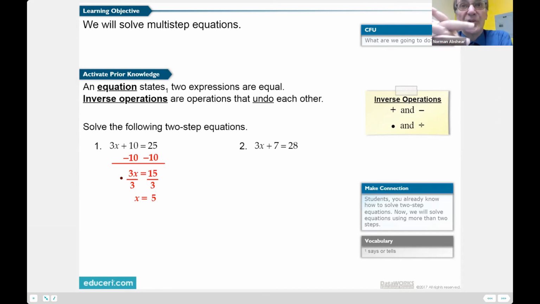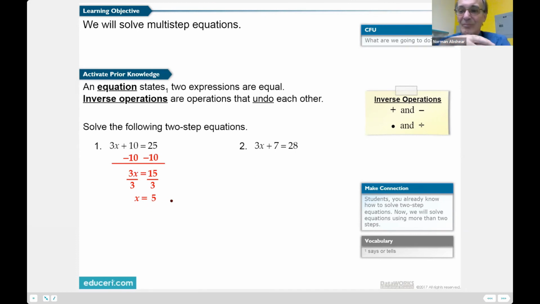You now have an equation of 3x equals 15. Well, you only want one x, not 3 of them, as I usually tell my students. And so you have to divide by 3. And lucky for us, 3 goes into 15 quite nicely, and we come up with x equals 5.